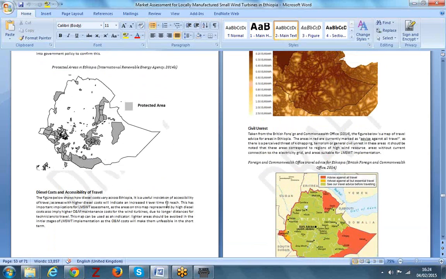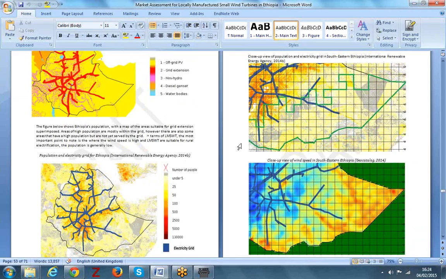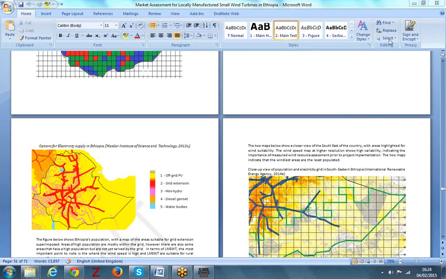So it didn't get into it in that much detail. The next section would be to have a look at this area here that's been identified as high wind, and in those areas have a look at grid connection, population, and as Esteban was saying, have a look at types of uses, productive uses, household uses.